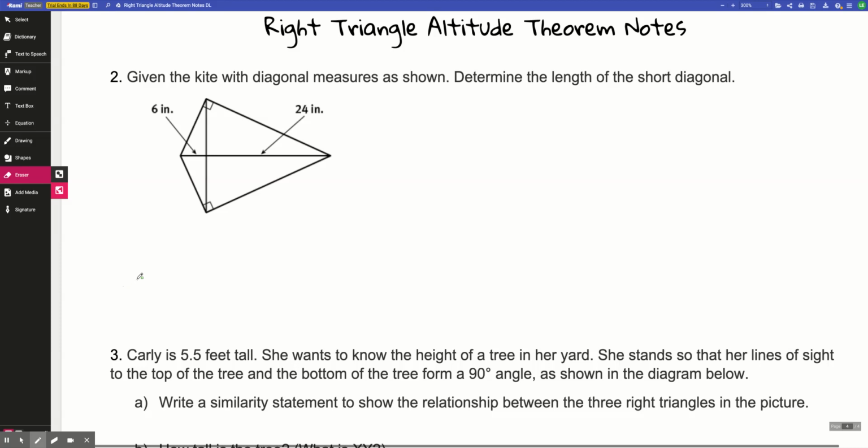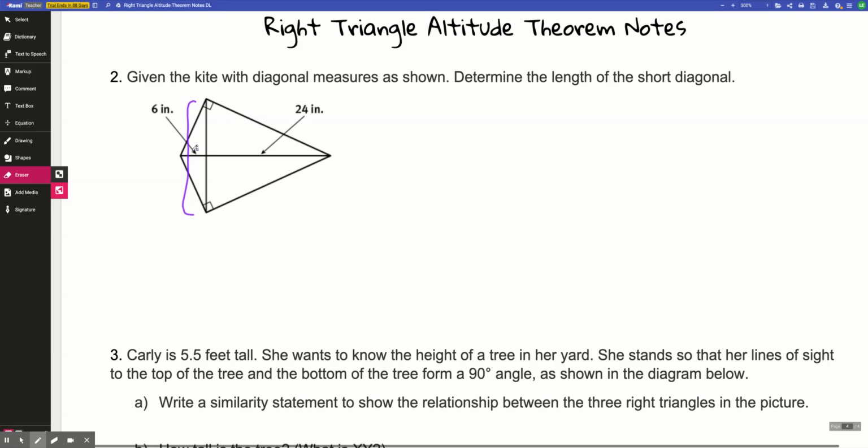Rather than having to use properties of kites, which there's a lot of and are kind of hard to remember, if you just know this one formula, you can solve them, because you have these right triangles in a lot of these kites. So let's take a look at this one. I have these two measures of the long diagonal, 6 and 24, and they want to know the length of the short diagonal, which is this entire thing right here. That's the end goal. That's what we're looking for.